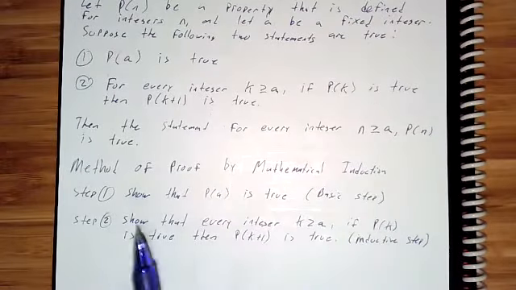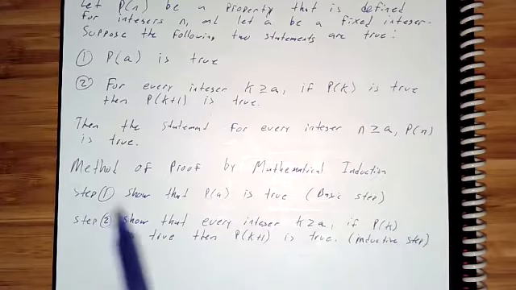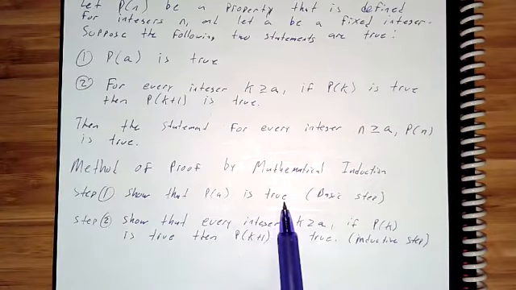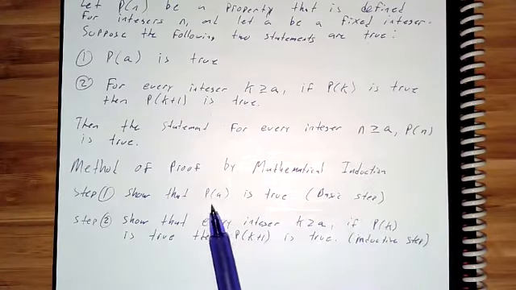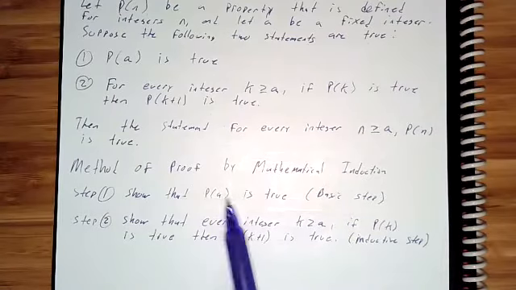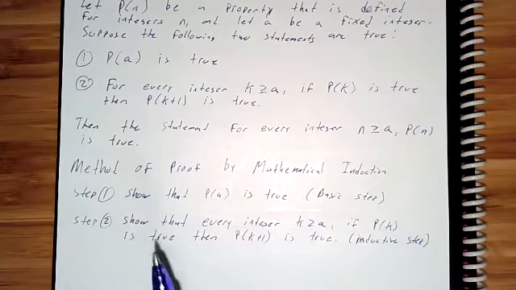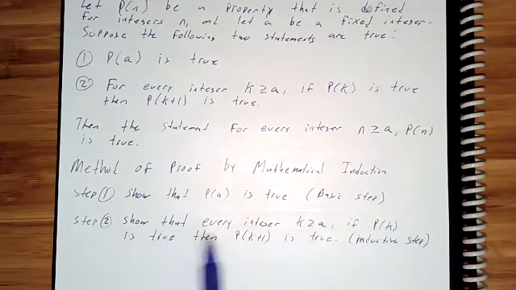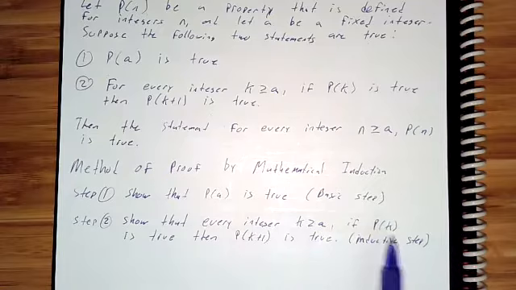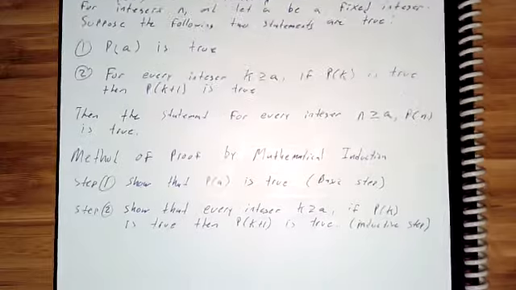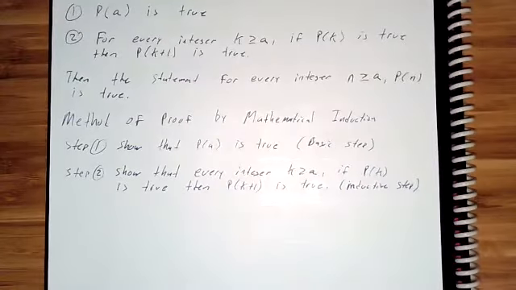So here are the steps on how to use this. Step 1, show that P of a is true. This is called the basic step. Just like I said, plug in a number. I choose 1, whatever. Step 2, show that for every integer k greater than a, assuming that this is true, so this is like your if part, and you're going to prove the then part, right? Then P of k plus 1 is true. This is called the inductive step. All right, so let's find an example.